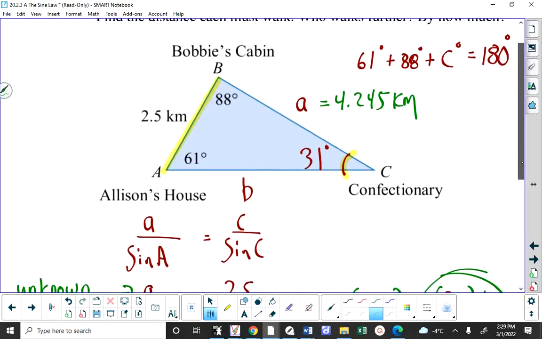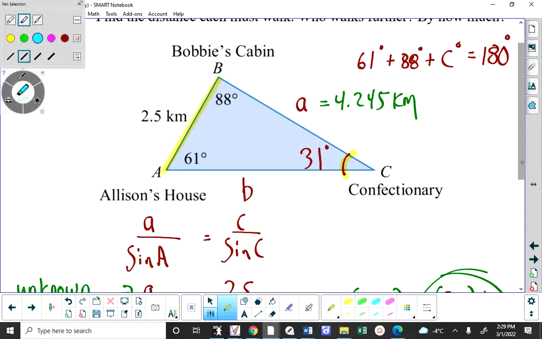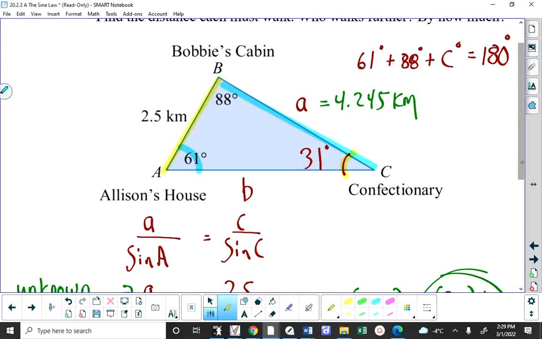Could we use this pair to find side B? Yes. I would not recommend it because this number that we've written is a rounded value. If you want to use that pair, you should carry all of the decimals, and if you have a way to weasel and maneuver your way around your calculator and use all the values, then do it. But I'm going to go back with the original information.